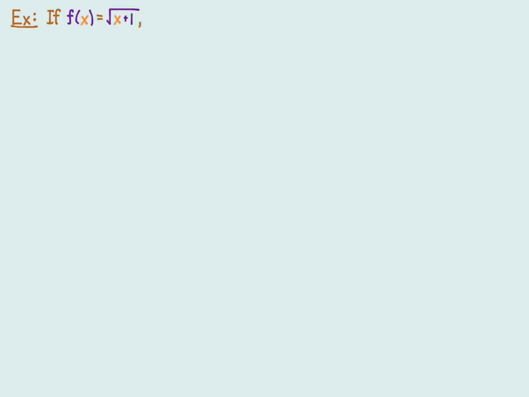So this is my first example. Suppose that f of x equals the square root of x plus 1. Find f of x plus h. That's part A. So I'm just stepping you through the procedure of finding the difference quotient. So find f of x plus h. Well, you just take what you had above, and everywhere there's an x, you replace it with x plus h.